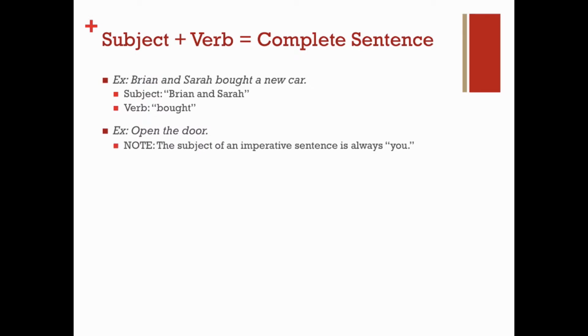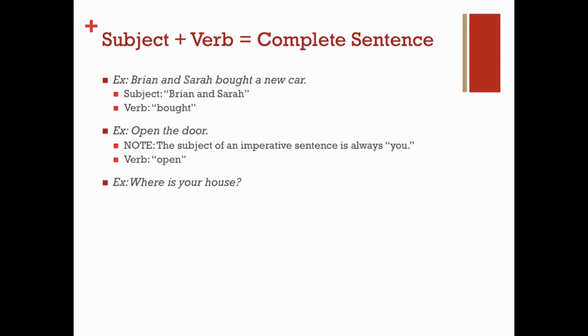Now, when it comes to finding the subject in a sentence that gives a command, the subject is always going to be an understood you. So the command or the instruction is being directed towards you, so that's going to be the subject of every imperative sentence. They call it an understood you, so it's not actually present in the sentence. So with you being our subject here, the verb is going to be open.